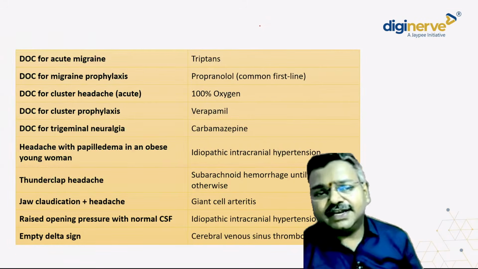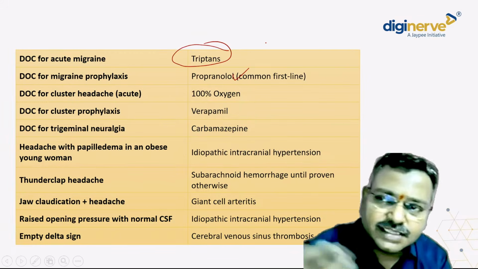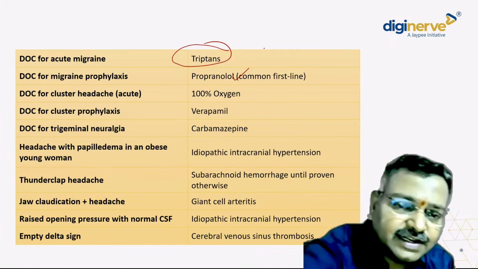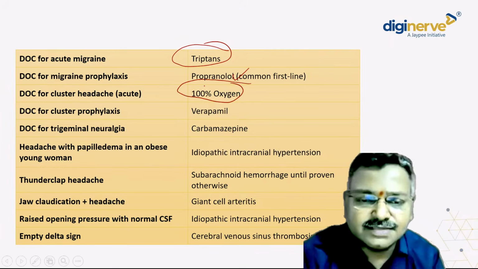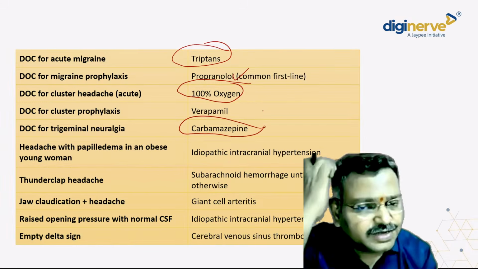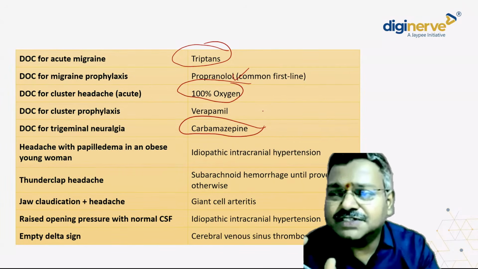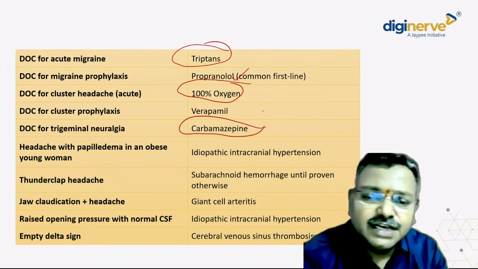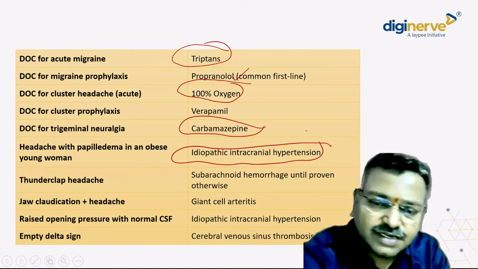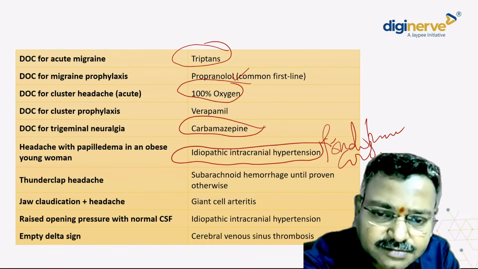Drug of choice for acute migraine is triptans, prophylaxis propranolol. You can use other drugs: valproate, flunarizine, topiramate, etc. For cluster headache, oxygen is the drug of choice. Prophylaxis is verapamil. For trigeminal neuralgia, drug of choice is carbamazepine, or you can do ablation also. Headache with papilledema in an obese patient is a common scenario. An obese young patient with headache has idiopathic intracranial hypertension, or, as it was earlier called, pseudotumor cerebri.